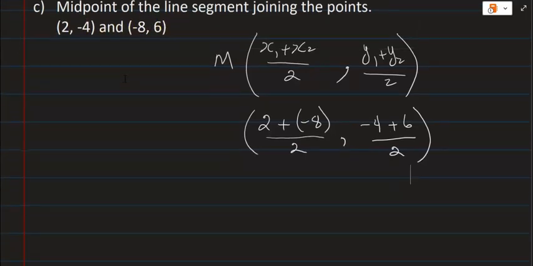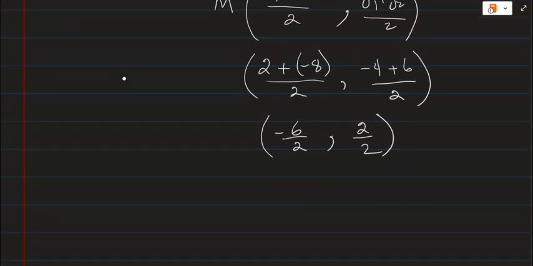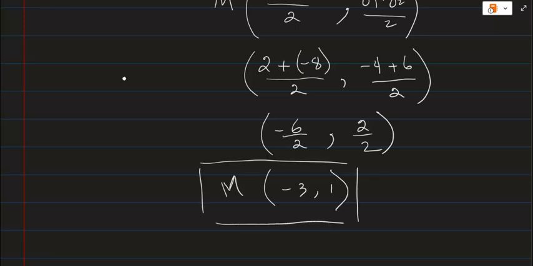Let's simplify. So in this case, what do we have? We have -6 divided by 2, comma, here is 2 divided by 2. We can simplify more, and the final answer will be (-3, 1). This is the coordinate of the midpoint of the line segment.